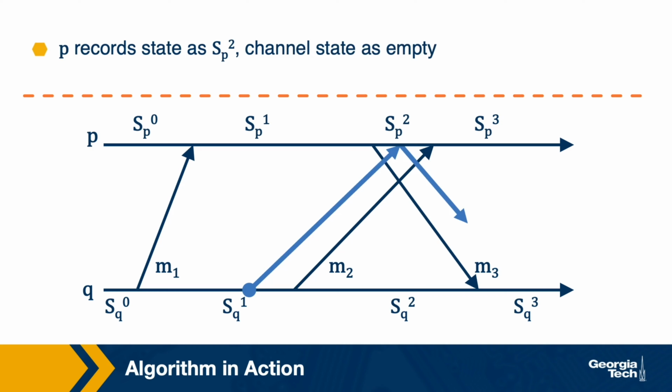Now the marker arrives at P, let's say when P is in state SP2. We know that in this state, P has received the message that was sent by Q, right? This was the marker. So we will record that the state of the channel from Q to P is empty. We also know that P has sent a message M3 to Q. So we need to find out what has happened to that message. What is the state of the channel from P to Q? To do that, we'll send the marker from P to Q on that channel.